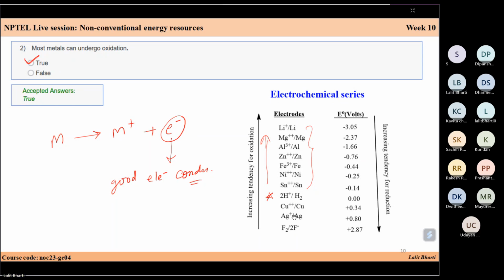Be it humidity, exposure to water, or any kind of gases, their oxidation is very limited, or very hard. That is why we use them as ornaments and consider them stable metals. But if you see this kind of metals, they are very highly prone to oxidation.